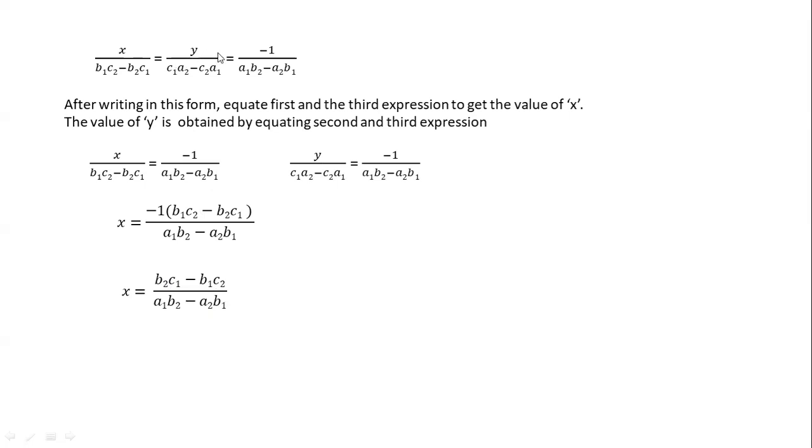Similarly, now equate this and this. Again take it like this, minus 1. Again this takes this form, c2. So this becomes positive, this becomes negative. Clear? So I think it's pretty clear how we are arriving at this formula without actually learning them, just by writing the coefficients in a particular order, the order which I just mentioned.